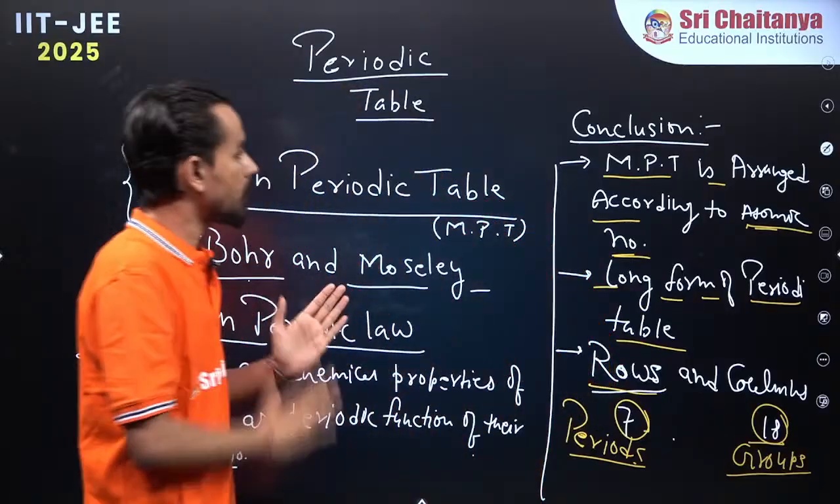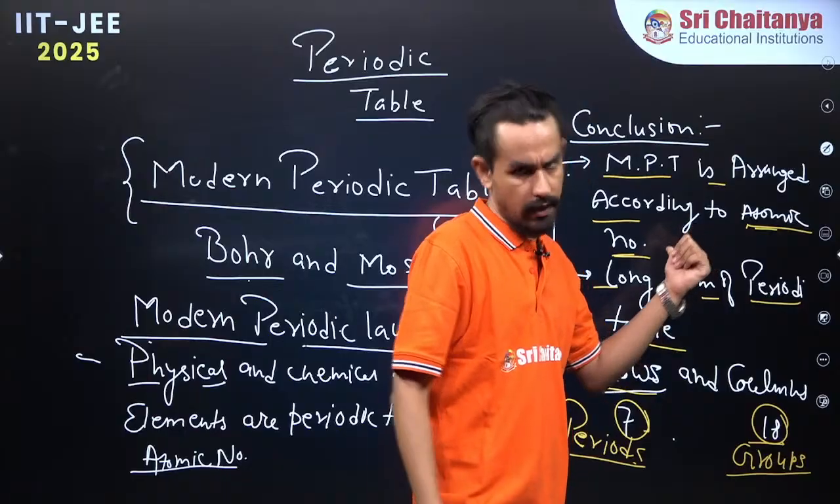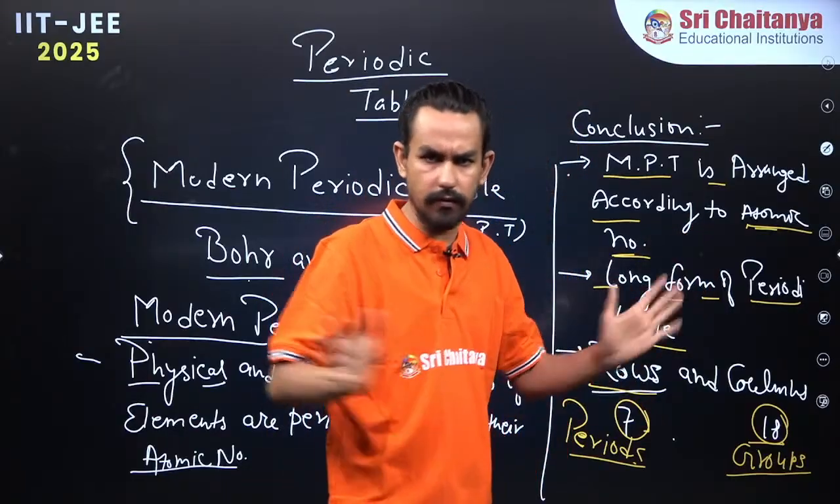These kinds of things are there. Apart from that, the modern periodic table is arranged according to atomic number, as the law says. Apart from that, it is called the long form of the periodic table because it is very long.